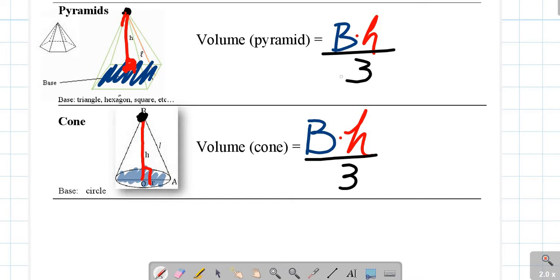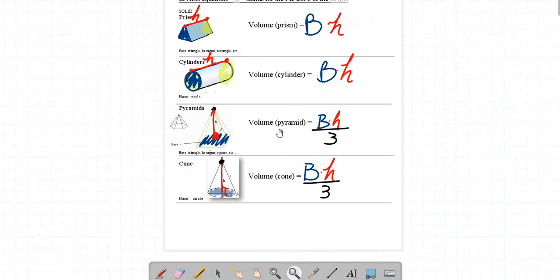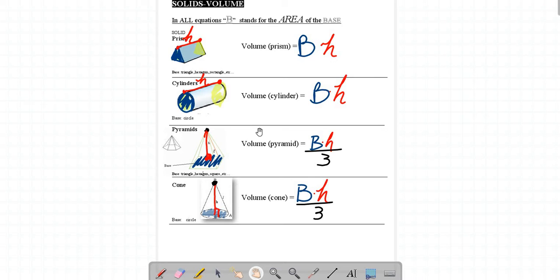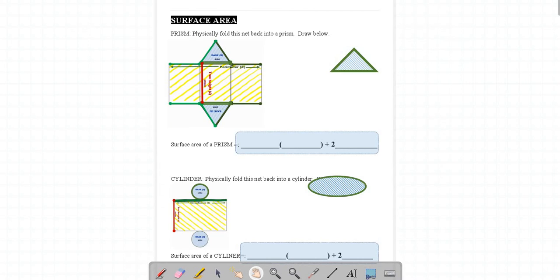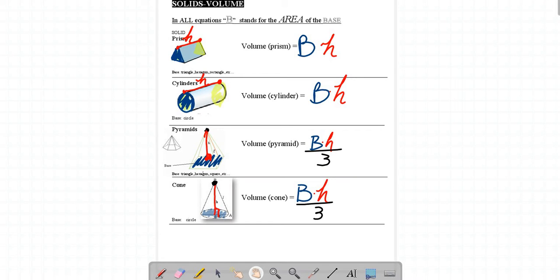Now that's volume. The idea is if I filled these solids with water, how much water would you get on the inside? That's volume. Not to be confused with surface area. Surface area is if these various solids had wrapping paper on the outside and you were to unfold the wrapping paper, what would it look like and what's the area?